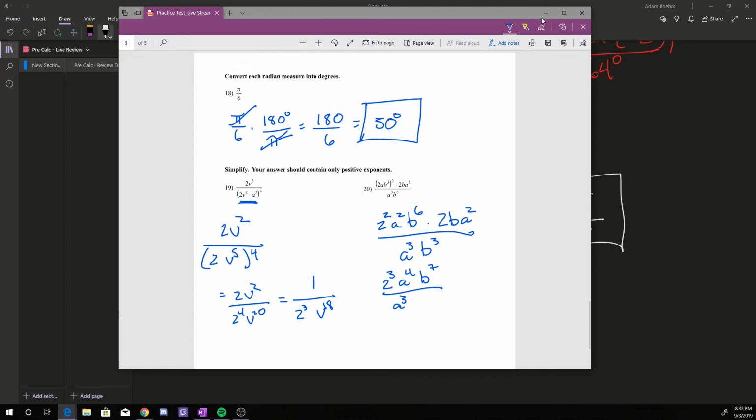Then we have a cubed, b cubed down in the denominator. To simplify further, there's no 2's in the denominator, so 2 to the third stays up top. A to the fourth over a cubed is just a. And then b to the 7th over b cubed is b to the fourth.